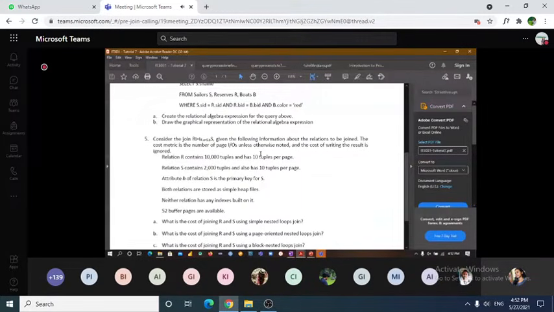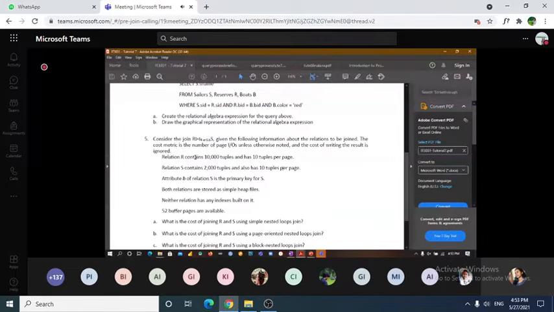Totally there are 10,000 tuples, and one page has 10 tuples. So if you divide 10,000 by 10, you will find the number of pages. Likewise, relation S also contains 2,000 tuples and has 10 tuples per page. From this, I can divide 2,000 by 10 and identify the number of pages. So you can see nothing is given directly, but the data that are given will be useful to derive the things that we need. Okay, and both relations are stored as simple heap files, and they have also mentioned that neither relation has any indexes built on it.